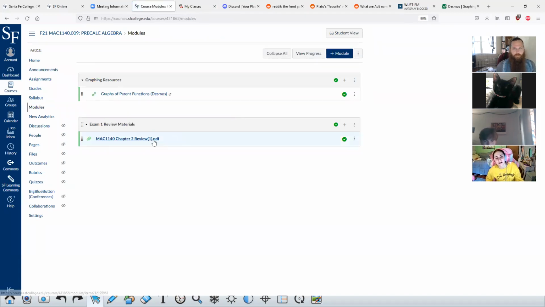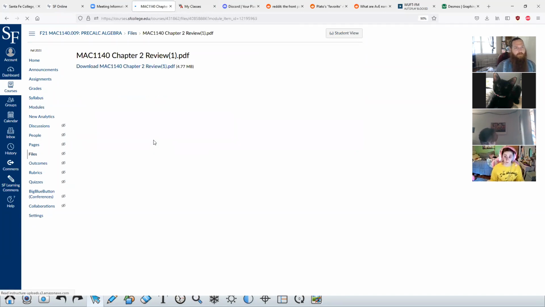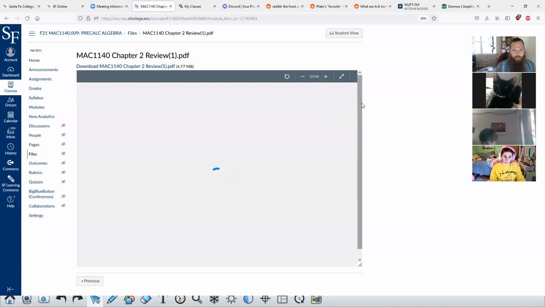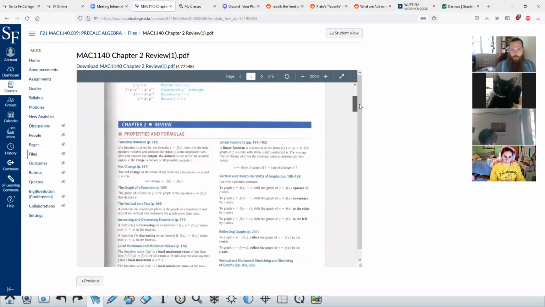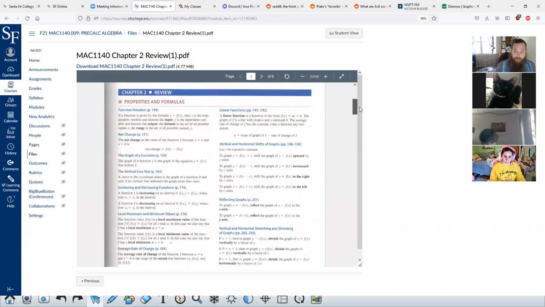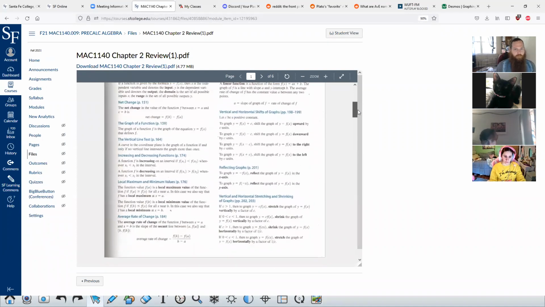I had some people tell me they wanted extra review material, like stuff in addition to the WebAssign. I opened up my physical copy of the book and scanned out the whole chapter 2 review. It's quite a large thing. And you are by no means required to do this, but it can be a really nice way to take a kind of cursory glance at the important topics from the chapter.